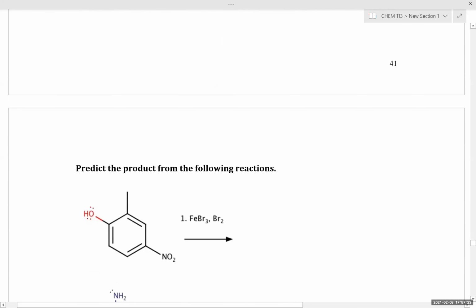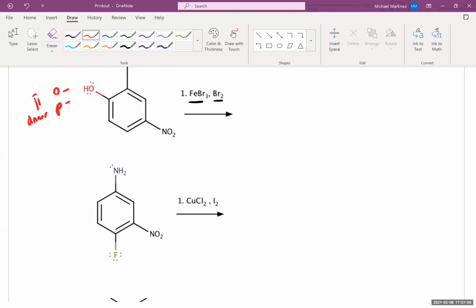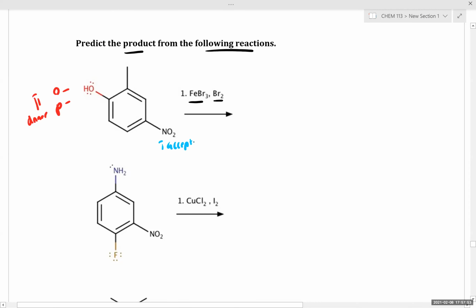Okay, so let's keep going then. And I'll do the first example and you'll do the second two. In this case, we're asked to predict the product from the following reaction. We have iron tribromide and bromine. These are electrophilic aromatic bromination conditions. I'm going to look at each of my substituents. The hydroxyl group is an ortho-para director and it's a pi donor. The nitro group is a pi acceptor and a meta director. Well, there's only one meta position, so here we go.